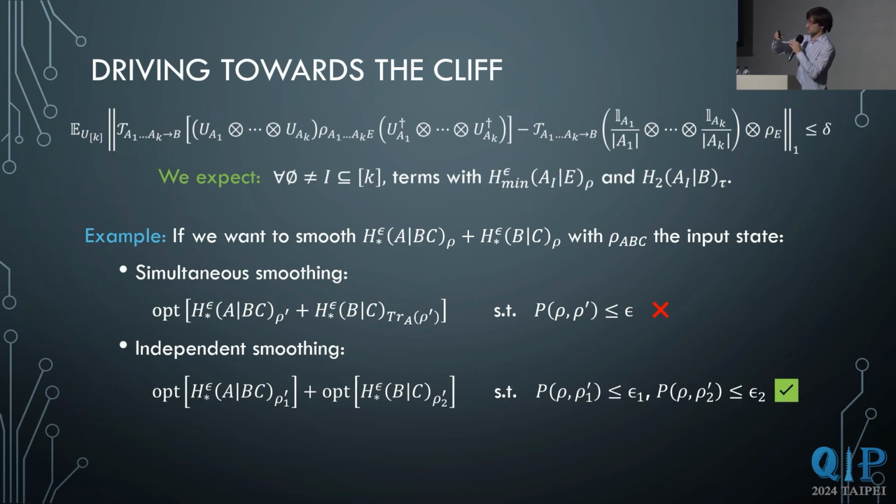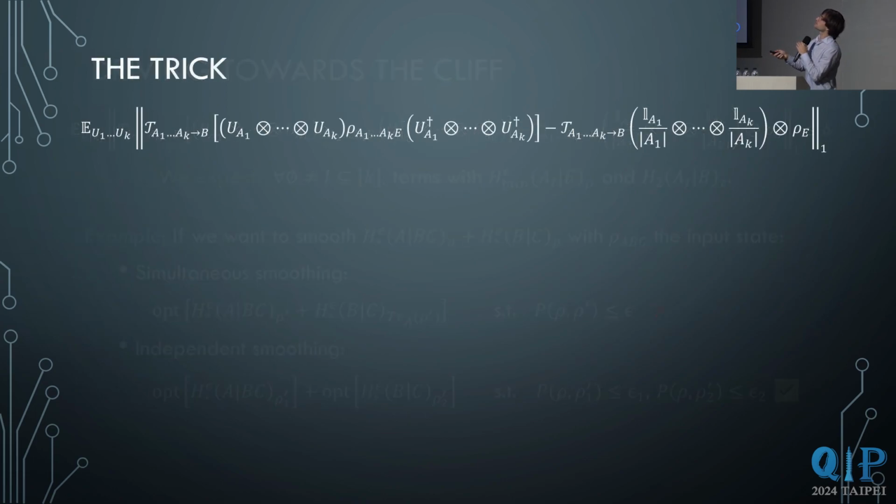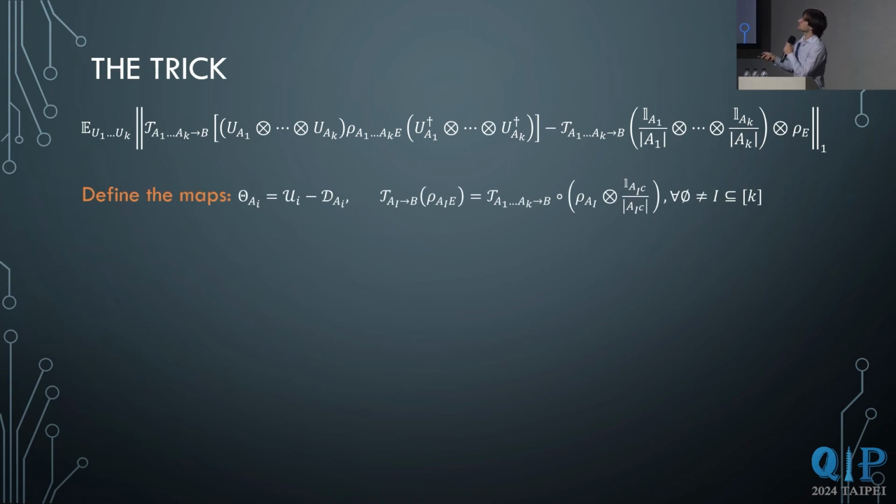But you will see when we see where we started and where we end, you will see the differences between this simultaneous thing and the independent thing that we come up to. So the main trick is super easy. We just have to define this map, which is just a subtraction between the random unitary we use for decoupling and this completely depolarizing channel. And we also define this, let's say, reduced CPTP map, which is just our initial CPTP map, but applied only on a marginal part of our input state.